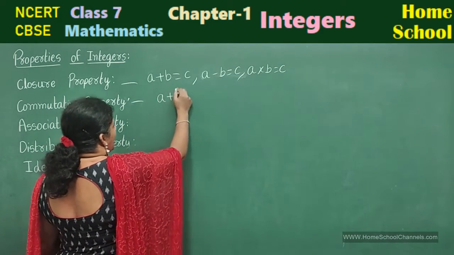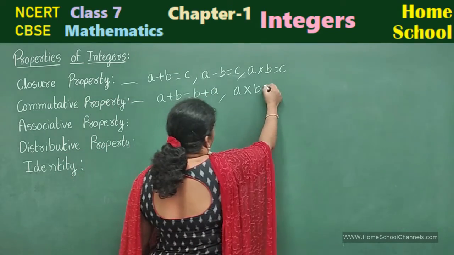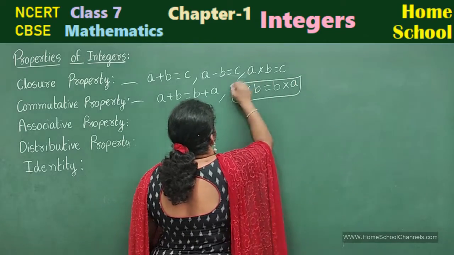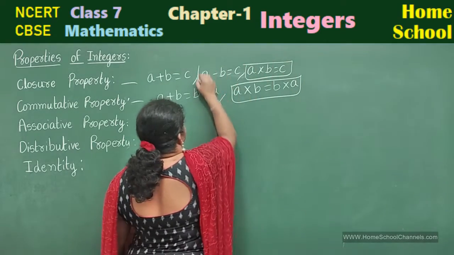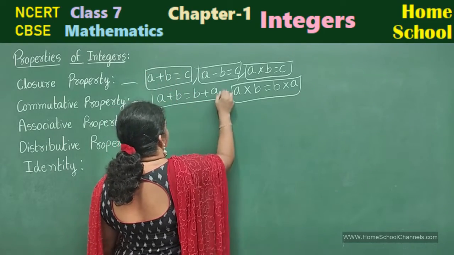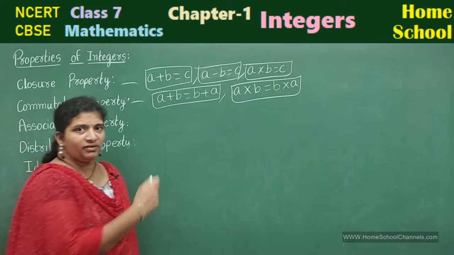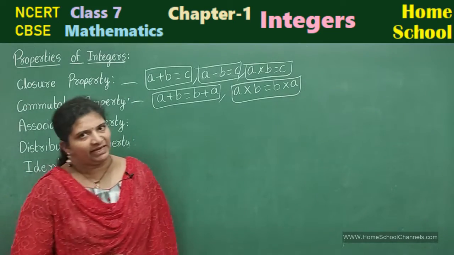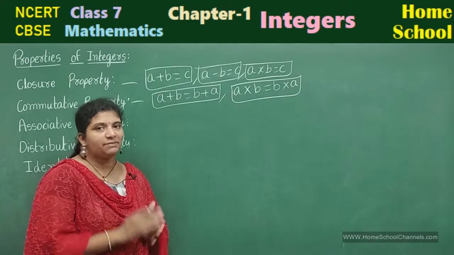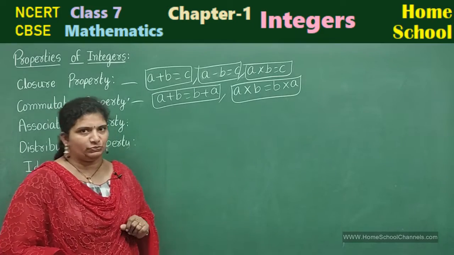Next property, the commutative property holds good for only addition and multiplication. That is a plus b is equal to b plus a, or a into b is equal to b into a. These are the formulas you need to remember. The commutative property does not hold good for subtraction and division. So we need to remember only these two.